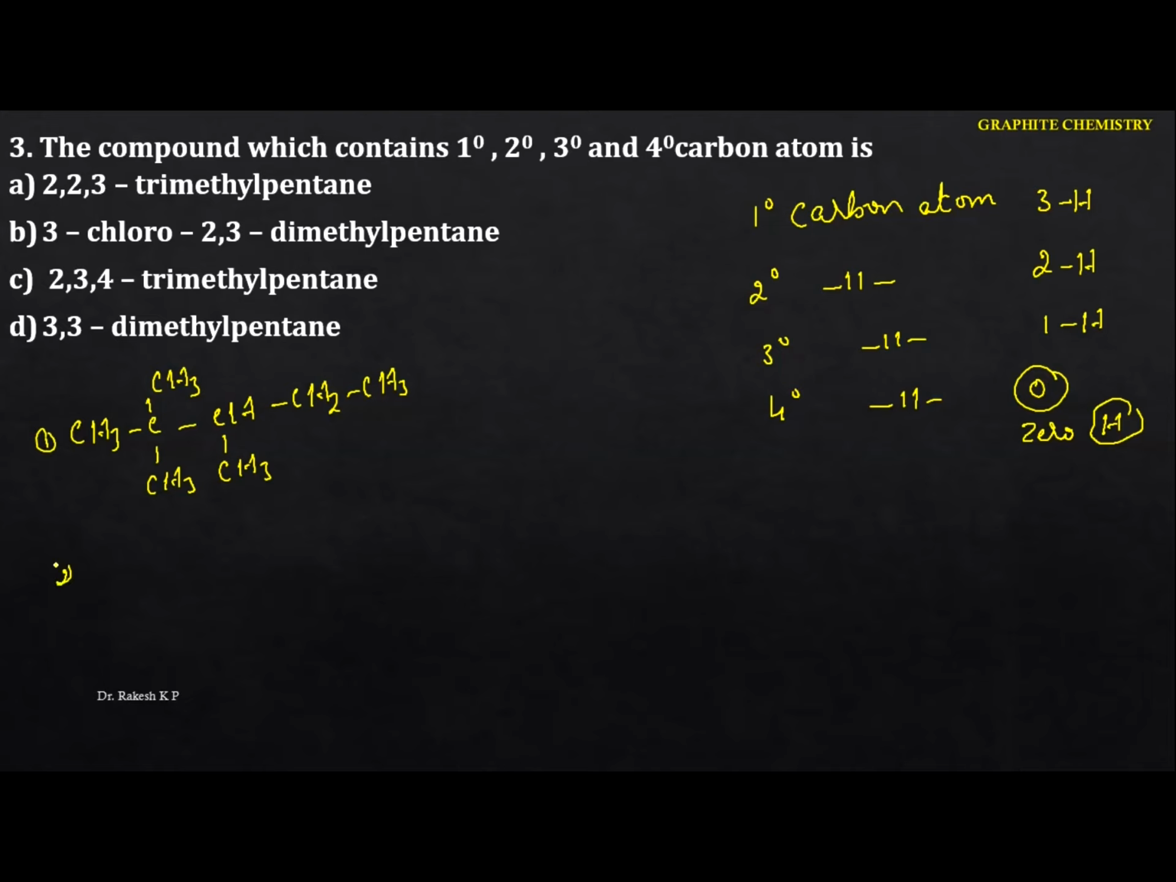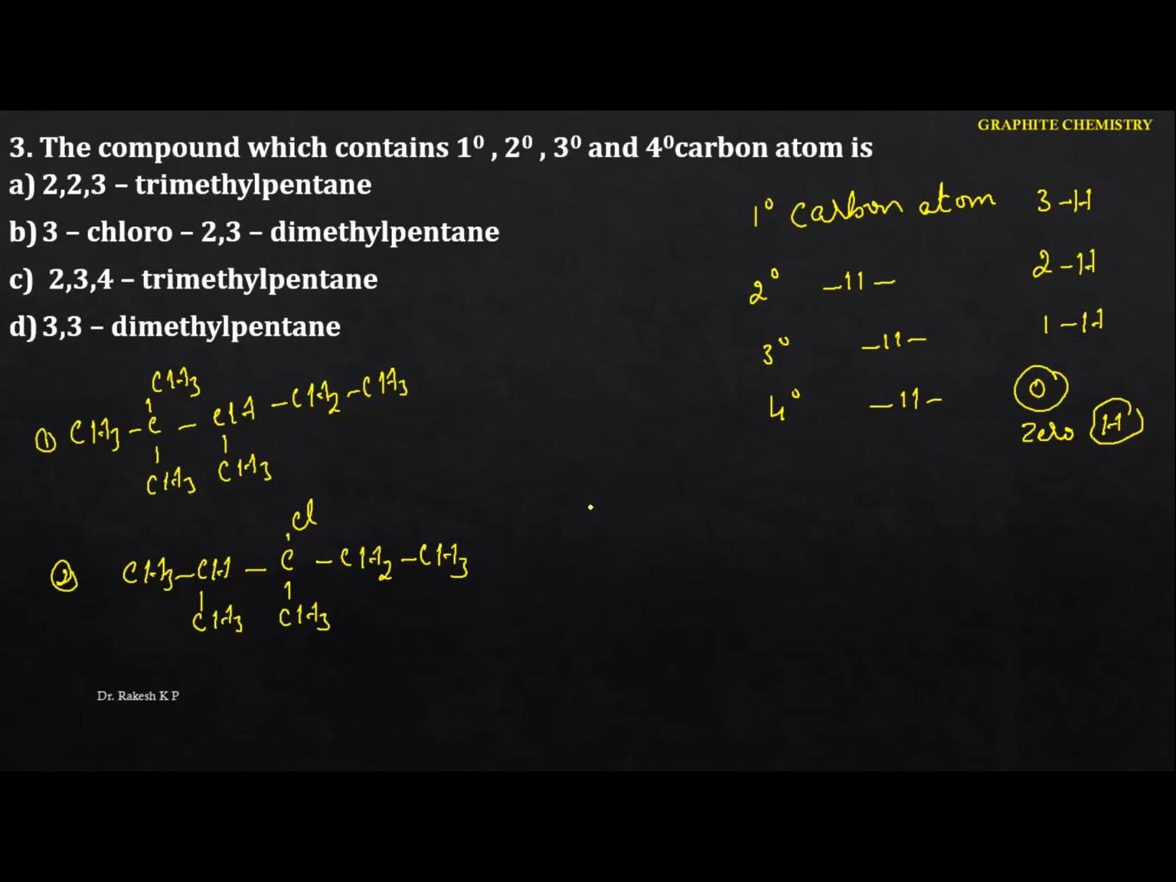So let me write for the second one here. Just go to this one here: 3-chloro-2,3-dimethylpentane. Okay, CH3, CH, CH3. In the second position we have methyl, in the third position we have chlorine, and again we have methyl. So we are going to write it like this. So this is according to the name here.